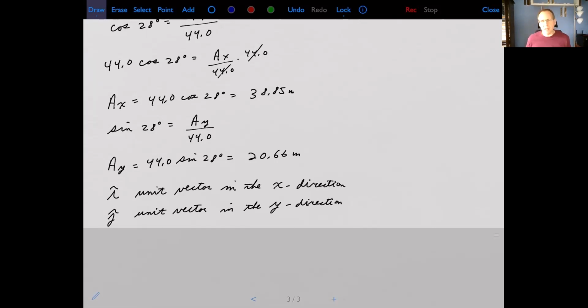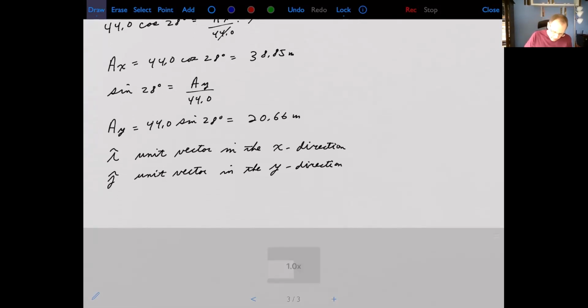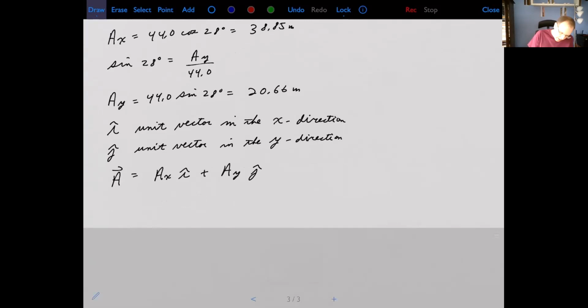So any vector can be written in terms of the unit vector. So in this case, right, we would write vector A as the x component of A times I hat plus the y component of A times j hat. So I could write this as A is equal to 38.85 I hat plus 20.66 j hat. And really it has units, right, of meters. So that's vector A.